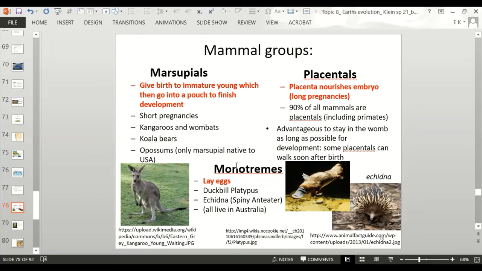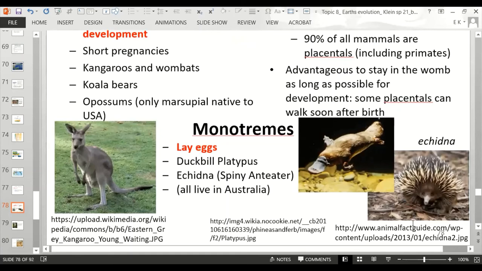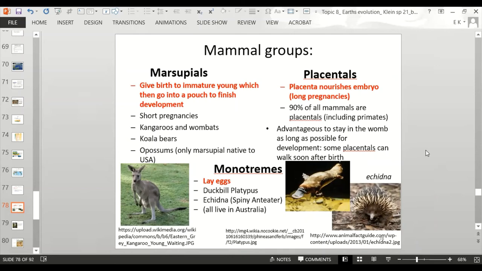Then we have monotremes. Now, monotremes are really interesting because they still have a reptilian feature. They maintained a reptilian feature, which is that they lay eggs. They lay eggs like reptiles and birds, but they're mammals. So a duckbill platypus, which is here, and echidna, this is an echidna, which is a spiny anteater. Now, all monotremes live in Australia, okay? The echidna is kind of cute, right? So is the platypus, very cute. So those are monotremes that maintained the reptilian feature of laying eggs, but they're still mammals.